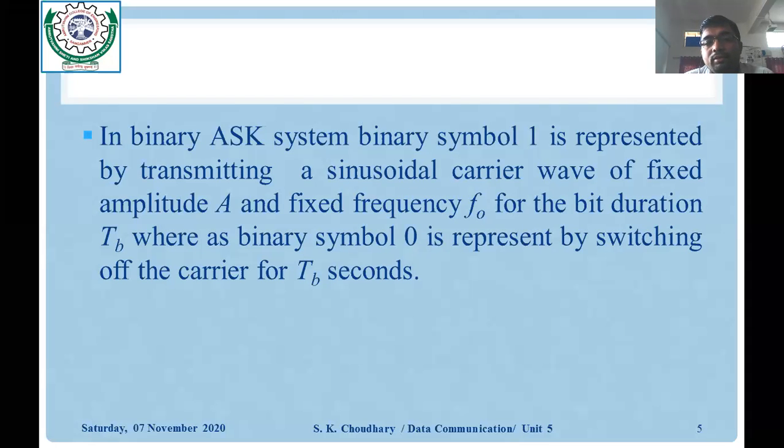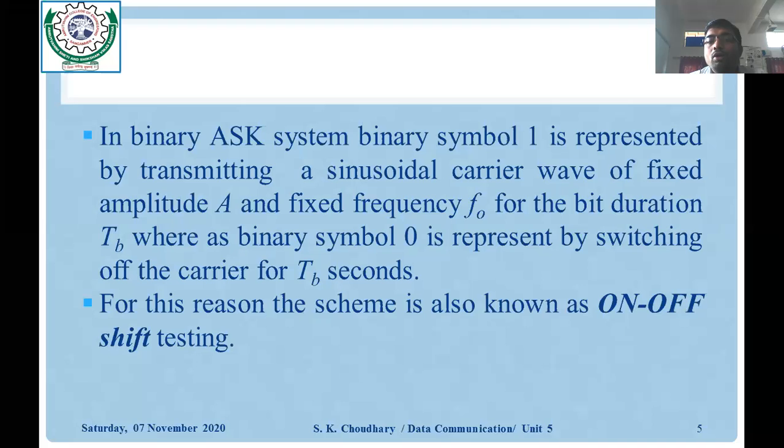In binary ASK, binary symbol 1 is represented by transmitting a sinusoidal carrier wave of fixed amplitude A and fixed frequency f0 for the bit duration Tb, whereas binary symbol 0 is represented by switching off the carrier for the Tb segment. So for binary 1 there is a carrier of amplitude A and frequency f0, but for binary 0 there is absence of signal. That's why it is also called on-off keying, because for binary 1 you turn on the switch, and for binary 0 you turn off the switch.